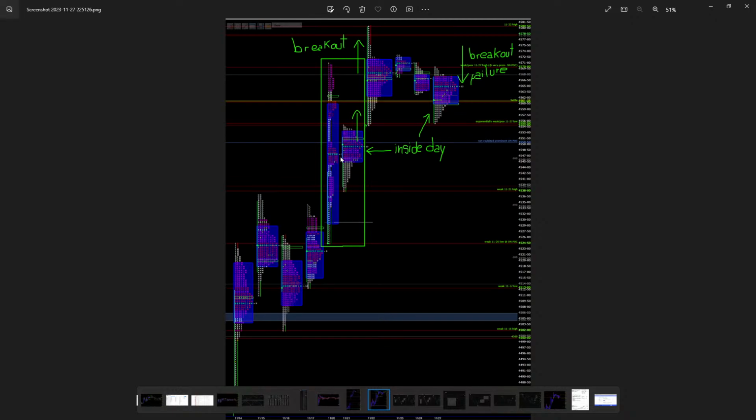A breakout inside A, and the market yesterday closed above. It didn't trade inside the range of this inside A. It traded above. So if I want to see a breakout failure, okay, a breakout failure, this is a breakout failure of this range.